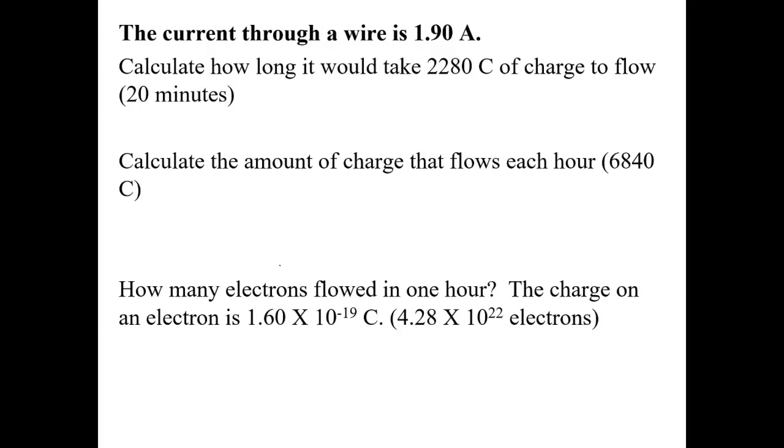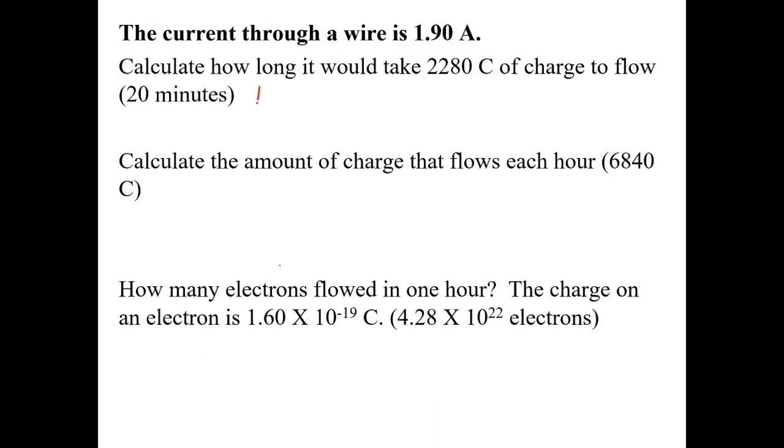And we'll see another example, and this will be the last one. So now we'll reduce the current a little bit to 1.9 amps. And we say, well, how long to get 2280 coulombs? And there's nothing special about that number. I'm sure we just picked it because it was an even number.